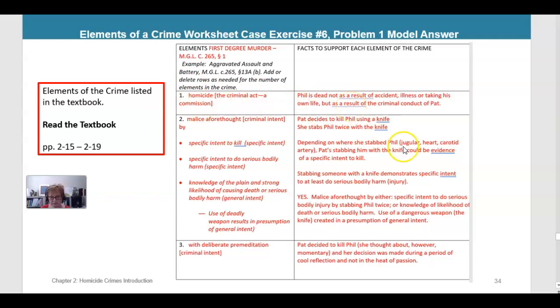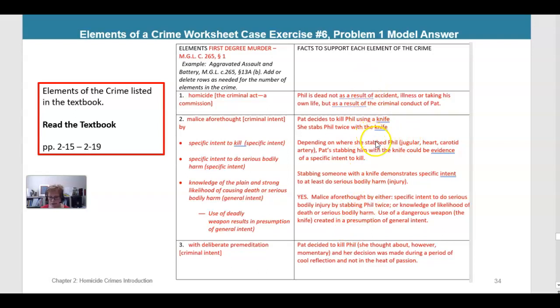Phil is dead, not as a result of accident, illness, or taking his own life, but as a result of the criminal conduct of Pat. There's malice aforethought, as we've already discussed above. The information that you use when you prepare that step-by-step analysis can be used again here. Pat decides to kill Phil using a knife.